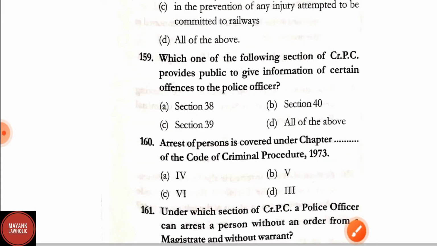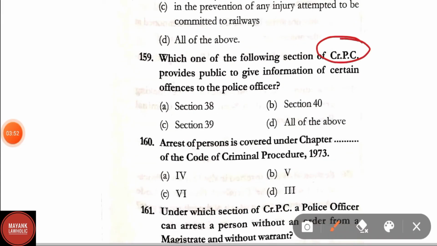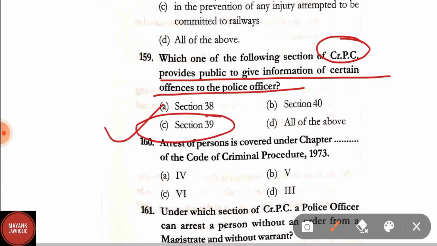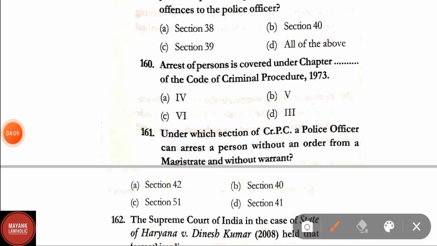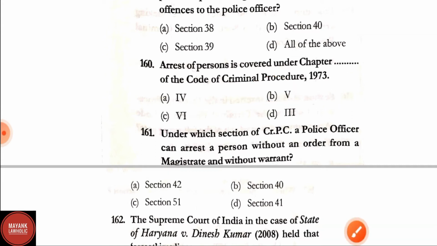Question number 159. Which one of the following sections of CrPC provides for the public to give information of certain offences to the police officer? Option A section 38, option B section 40, option C section 39, and option D all of the above. Correct answer is option C, that is section 39. Question number 160. Arrest of a person is covered under chapter dash of the Code of Criminal Procedure 1973. Here correct answer is option B, that is chapter 5 of the Code of Criminal Procedure 1973.